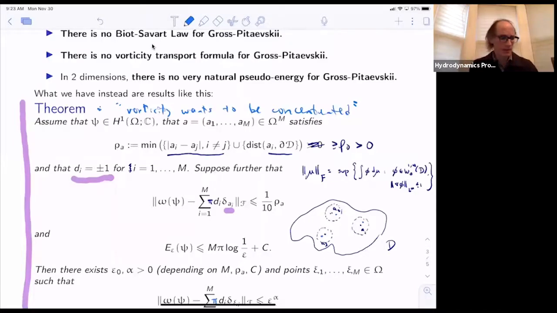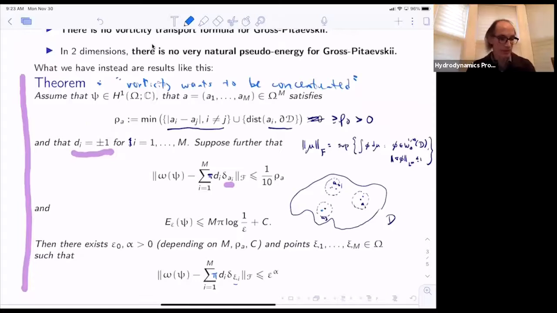Here, the energy controls the vorticity concentration quite well. So once we know the conclusion of this lemma, we can say that under these hypotheses, within each ball of radius rho d alpha over 10, there's a really quantized vortex, something that looks a lot like a delta function with mass pi, plus or minus pi.